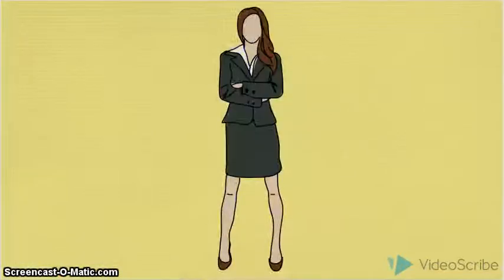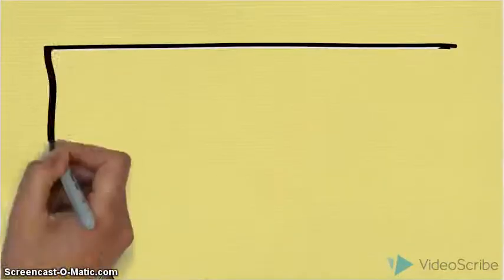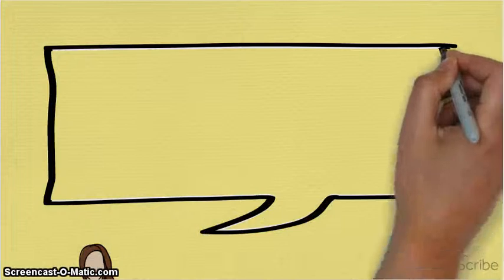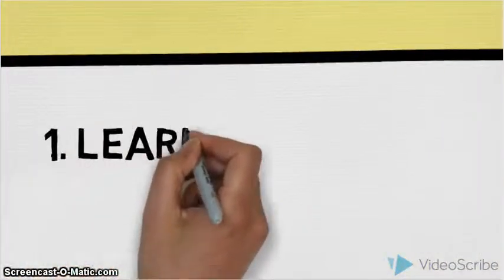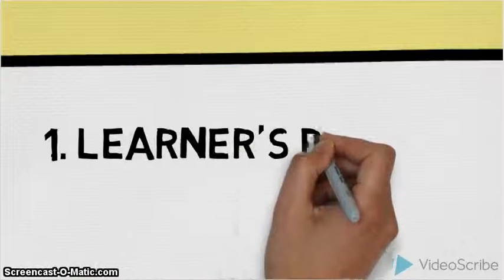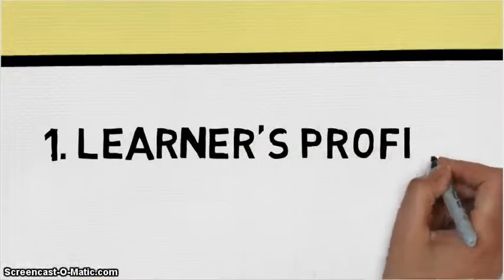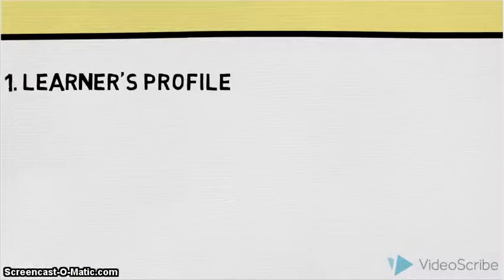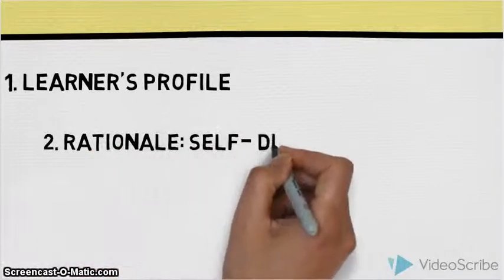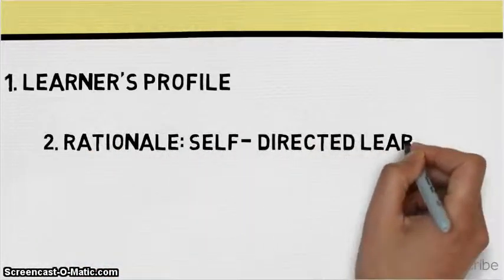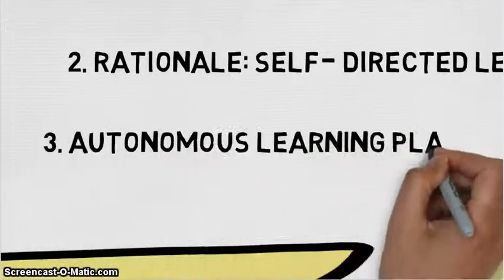I am Karen, and this is my learning profile, which will be divided into 3 sections. First section, which comprises 3 different aspects: A, my conception about learning; B, my strengths and weaknesses; and third, my abilities as far as learning is concerned. Second, a rationale about self-directed learning approach applicable in my own context. And third, an autonomous learning plan.